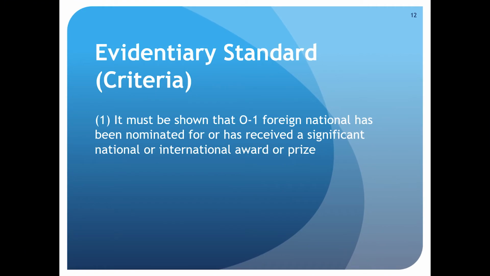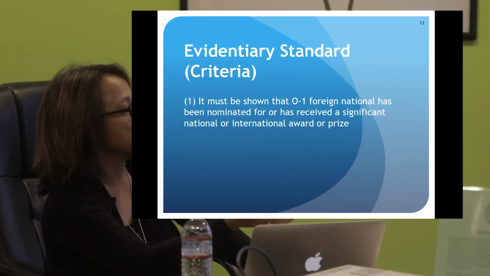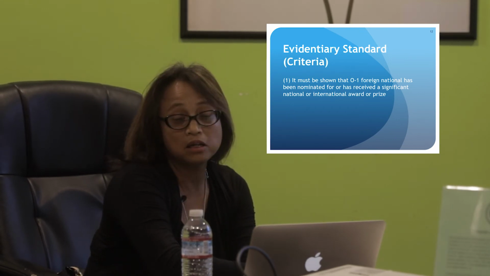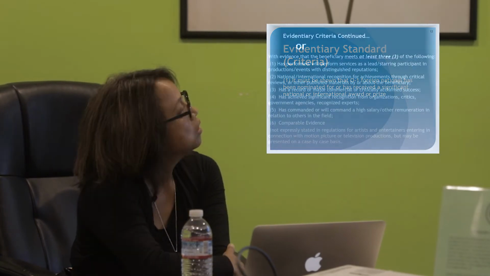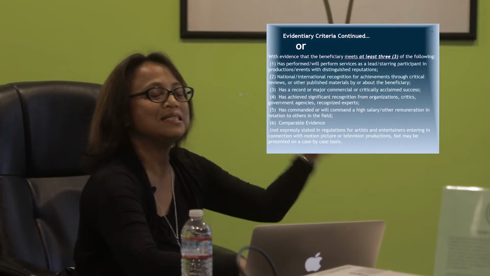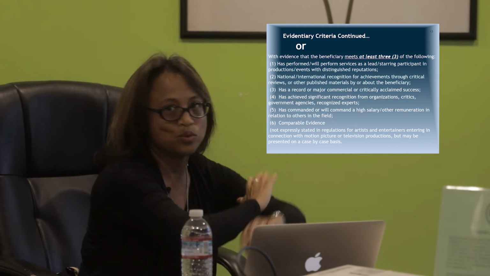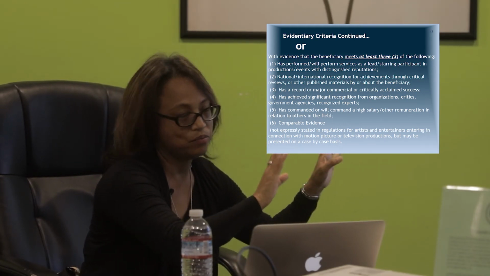What is this evidentiary standard? Okay, I keep saying that. It's the documentation that you show in the application itself. So basically, it's the criteria of the O1 regulations. The first one is you either show that the individual who's applying for the O1 has been nominated or has received a significant national or international award or prize. In film and television, that would be like the Academy Award. Okay, that's an example. So the big deal is you win a big national or international award, then you get the O visa.